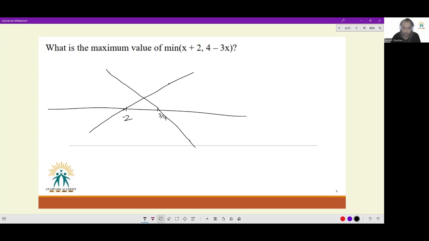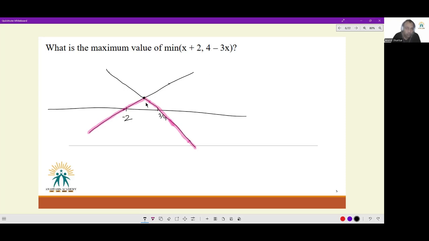Something like this. Now, if we are looking for the min function, it is going to be this part, this part of both the curves. The upper part is to be ignored. The bottom part is to be taken care of. Now, what is the maximum value?